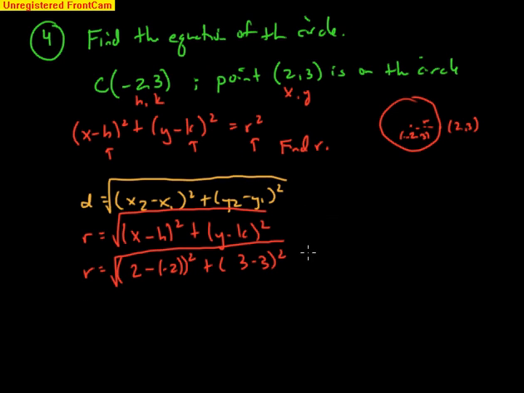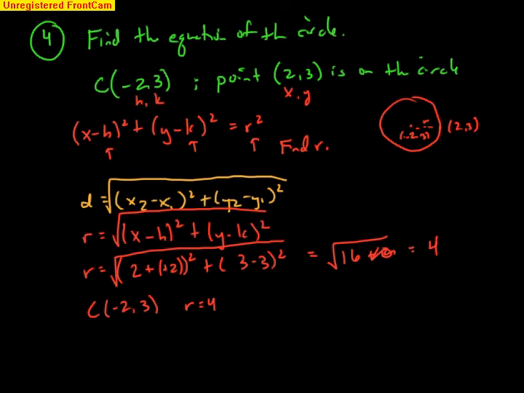Well, inside here, let's just go to the left. This is 2 plus 2, which is 4, and 4 squared is 16. This is 3 minus 3, which is 0, and 0 squared is 0. So the 0 doesn't matter, it's just the square root of 16, which is 4. My radius is 4. This is my r. So now I have my center at negative 2, 3, and my radius is 4. And now I can create my equation.